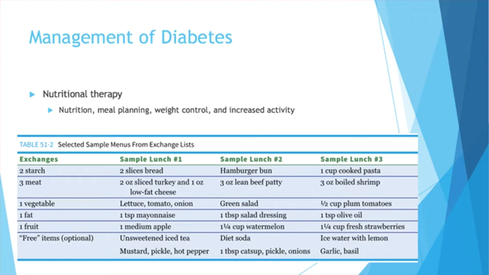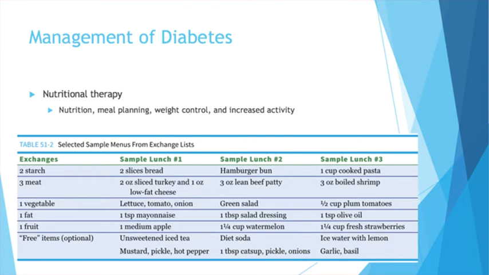And then this just gives you an example of what it looks like. So your 2 starch exchanges are 2 slices of bread. And then, of course, you'd want to tell them that it needs to be a whole grain bread, not a refined carb bread. The 3 meats is going to be 2 ounces of turkey and 1 ounce of low-fat cheese. So basically 1 ounce of a meat group counts as an exchange. And then there's the vegetable. For raw vegetables, 1 exchange is a cup of veggies, and for cooked, it's a half a cup.